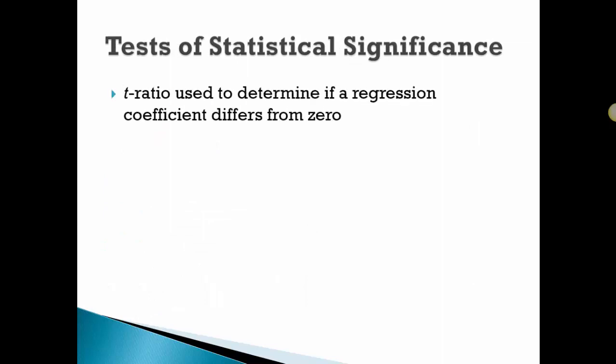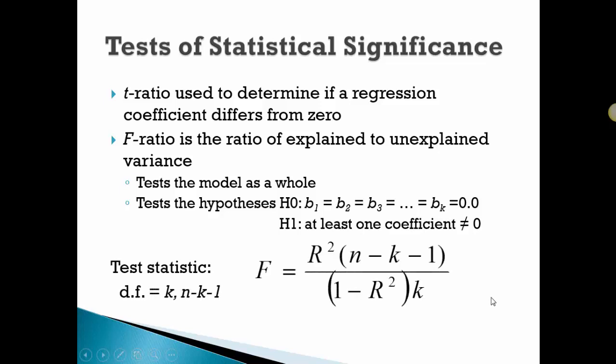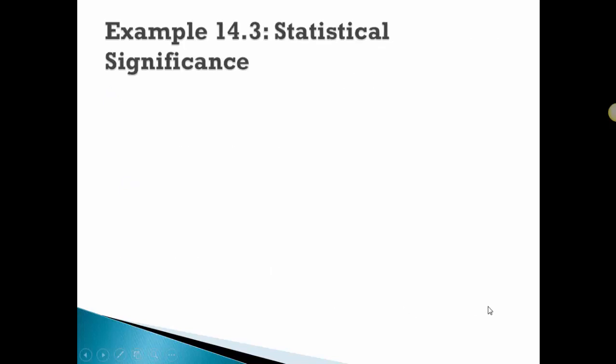So, tests of statistical significance. The t ratio is used to determine if a particular regression coefficient varies from 0. We can also do an F ratio, which looks at the explained to the unexplained variance, and it's testing the entire model. It's looking at all the partial regression coefficients and asking, is there at least one that's not equal to 0? The test statistic that we use for that is called an F test. And here are the calculations that we use for that.